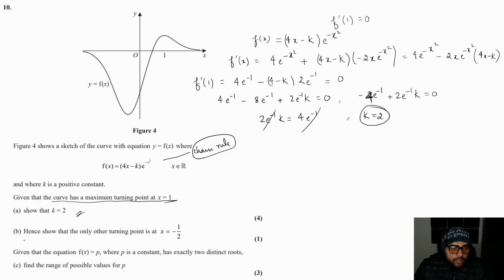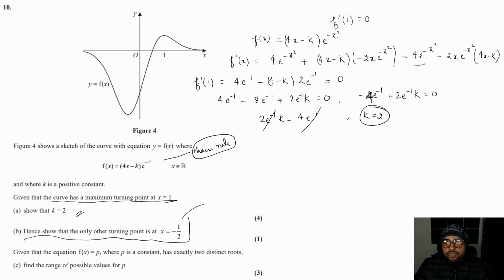Now in the second part they have told us to show that the only other turning point is at x equals negative 1 by 2. Okay, only other turning point. It means, student, that the other critical point is also mentioned here, that is negative 1 by 2.